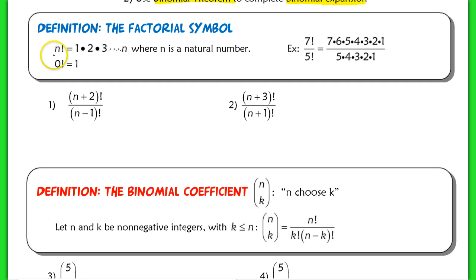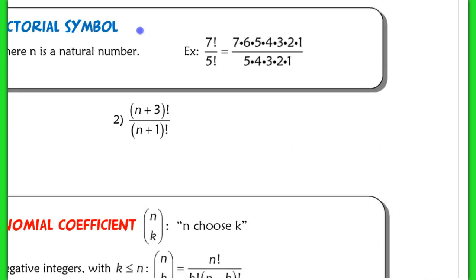So n factorial here, which is just n followed by an exclamation point, is simply the product of the numbers 1 through n, where n is a natural number. We also have this fact here, 0 factorial is actually equal to 1. If you want to see a proof on that, you can Google that, because I'm not going to prove that here. But basically, here's an example.